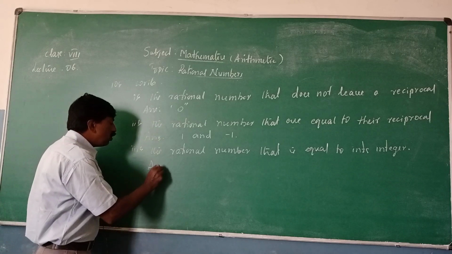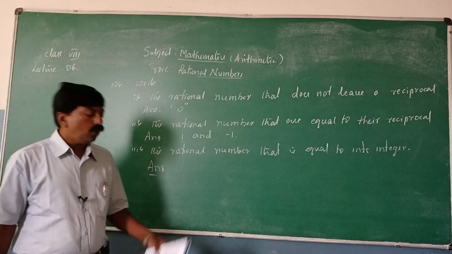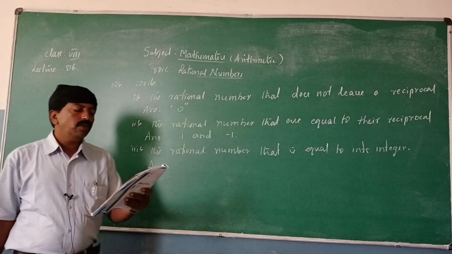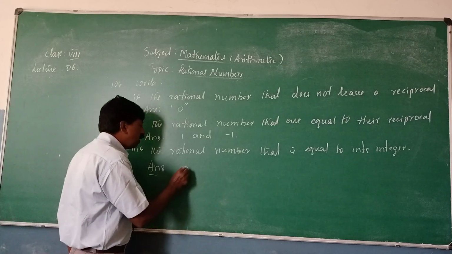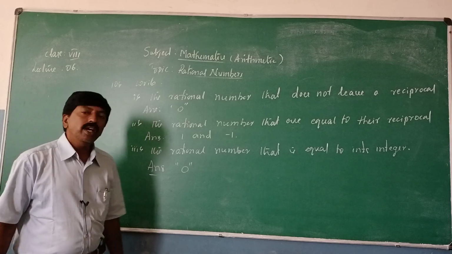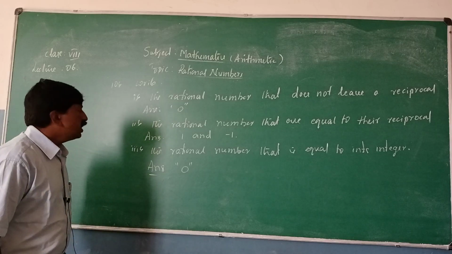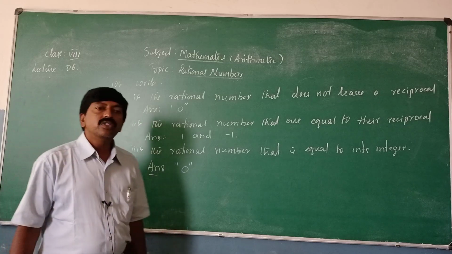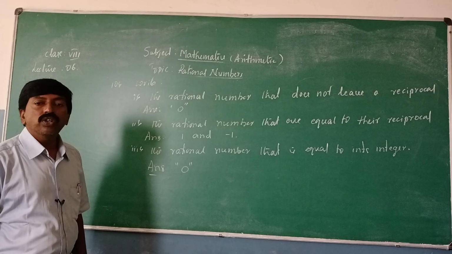Now, the third question. The rational number that is equal to its integer. Which is the rational number equal to its integer? Only 0. Other than that, there is no other possibility. 0 by 0 is 0. The rational number that is equal to its integer is 0. 0 is the only rational number equal to its integer.